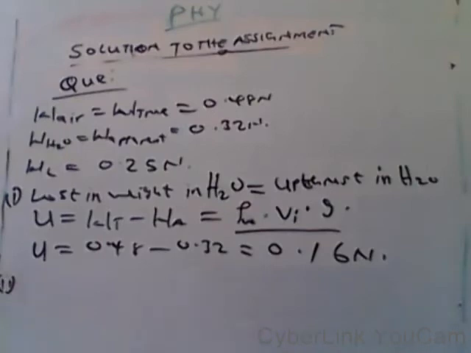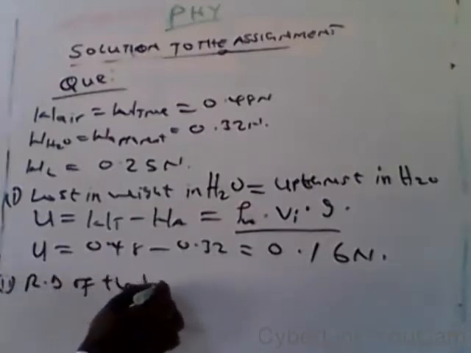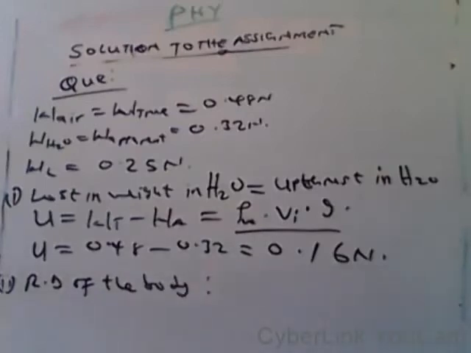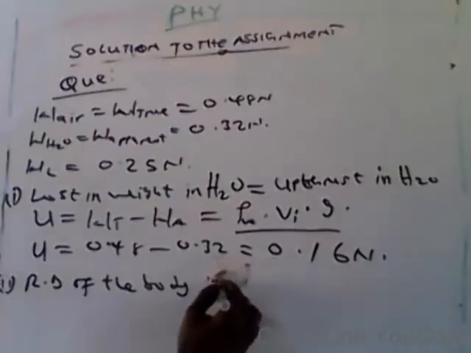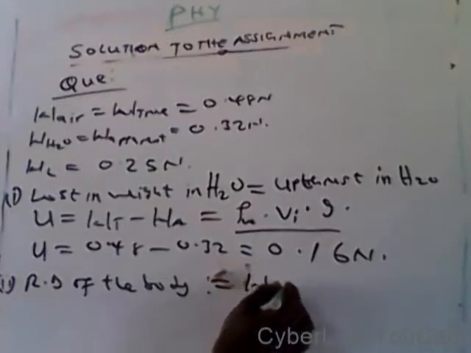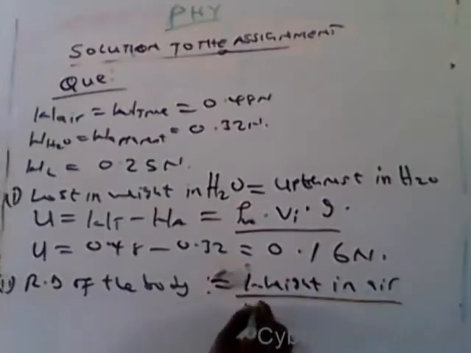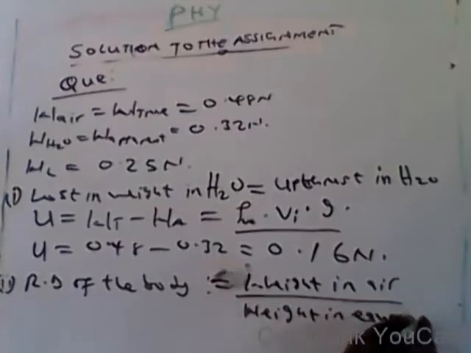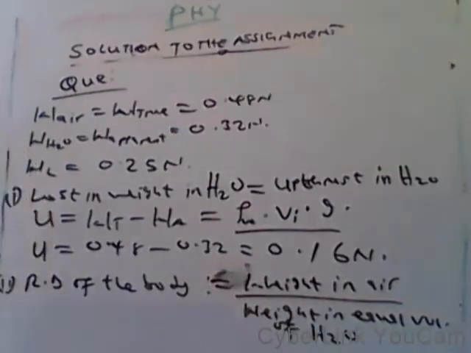So let's look at Roman figure 2. What is Roman figure 2? The relative density of the body. And how do you calculate the relative density of the body? The relative density of the body is given as weight in air over weight in equal volume of water.